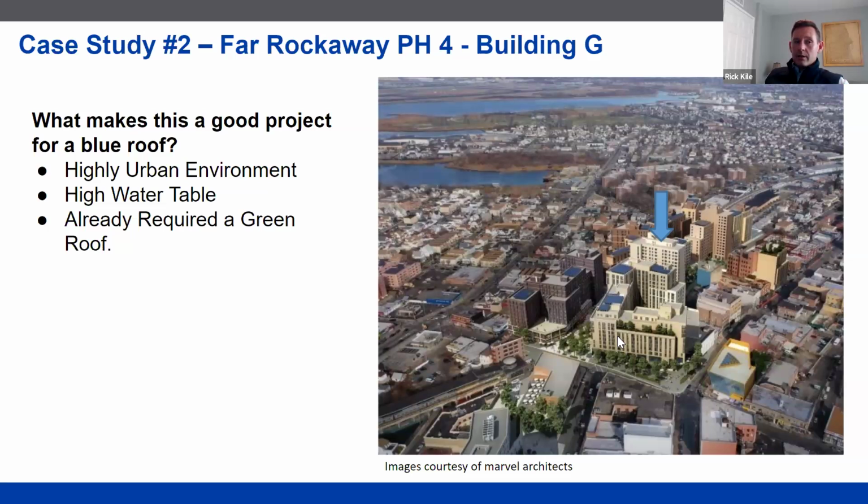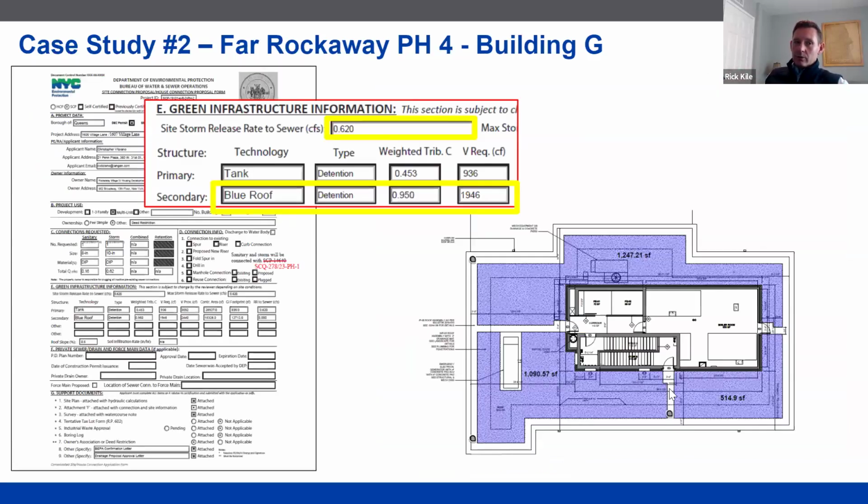This is a scenario where, looking at the project as a whole, it's a highly urban environment. There's a high water table, and because it's New York, they're already required to do a green roof. So again, we're using that criteria to really qualify this as a suitable blue-green roof application. So you can see here in the permitting documents, had to store almost 2,000 cubic feet of water to be released at 0.62 cubic feet per second.